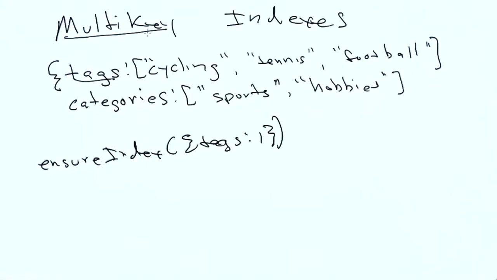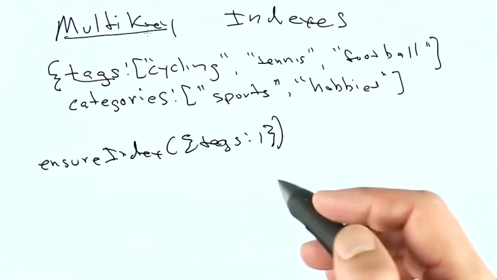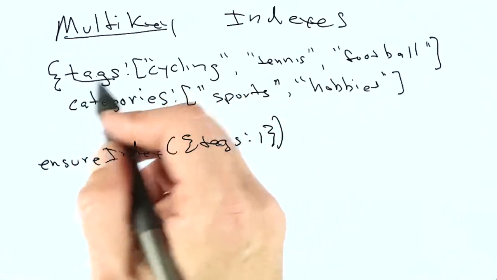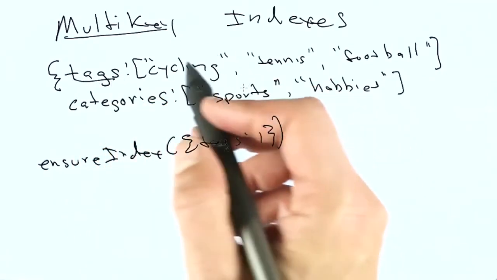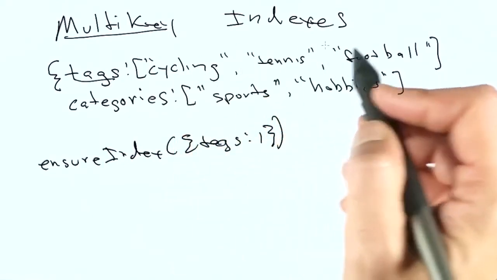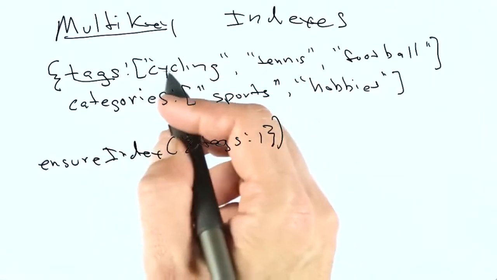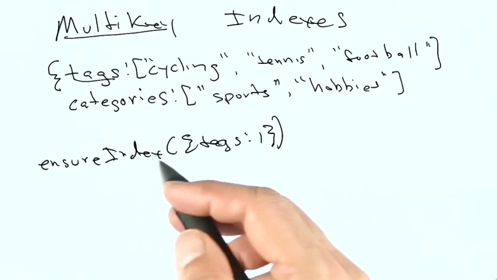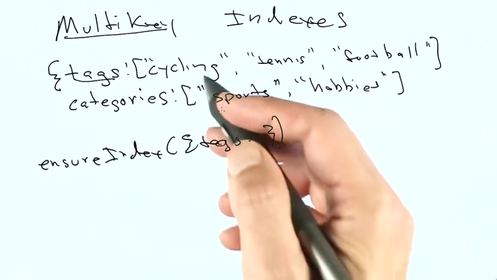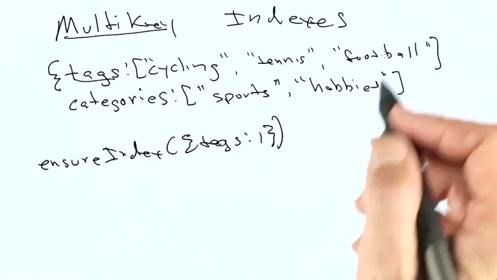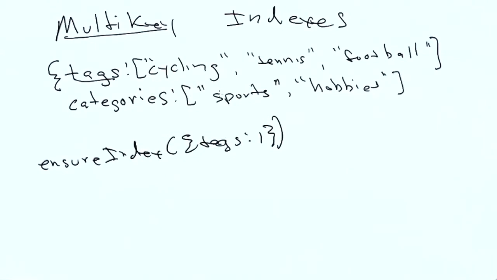What a multi-key index is, is that rather than create one index point for each document, if it sees an array in the document, it will create an index point for every item in the array. So if we do a find where cycling is in tags, then it will be fast because it's able to use the index. And that only happens if it's an array. That's called a multi-key index.